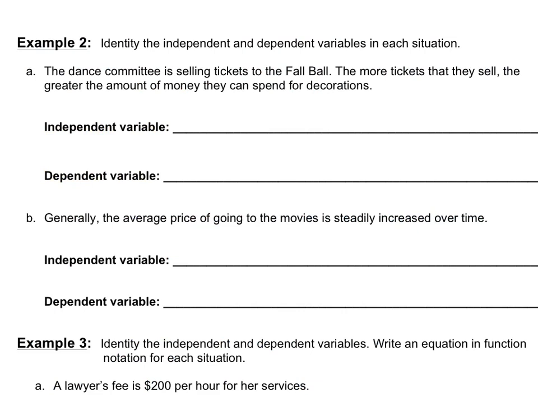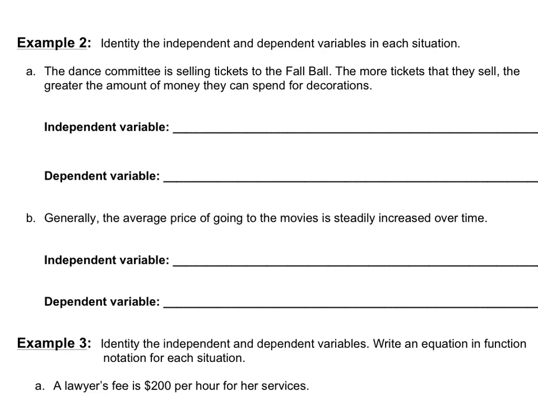Okay, now we're going to be identifying the independent and dependent variables in each situation. So remember that the dependent depends on the independent. So the dance committee is selling tickets to the fall ball. The more tickets that they sell, the greater the amount of money they can spend for decorations. So does the amount of money they make depend on the tickets, or do the amount of tickets depend on the amount of money?